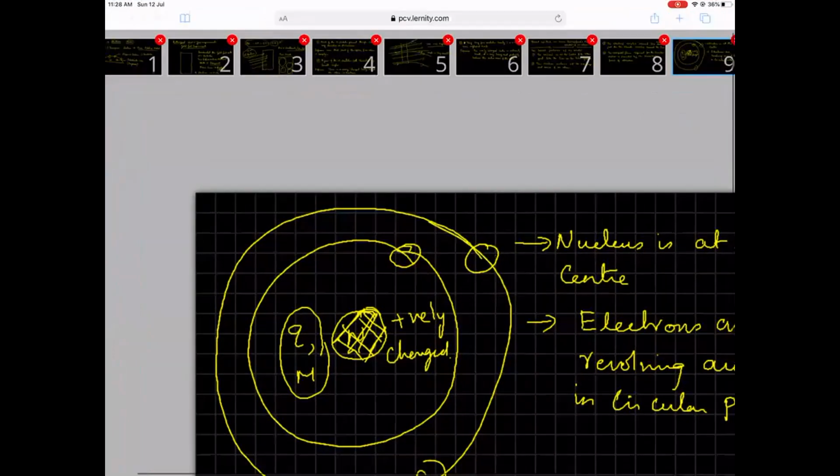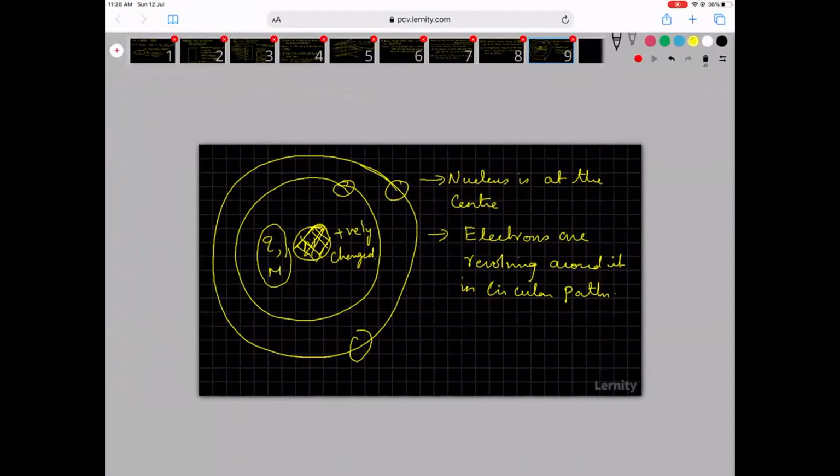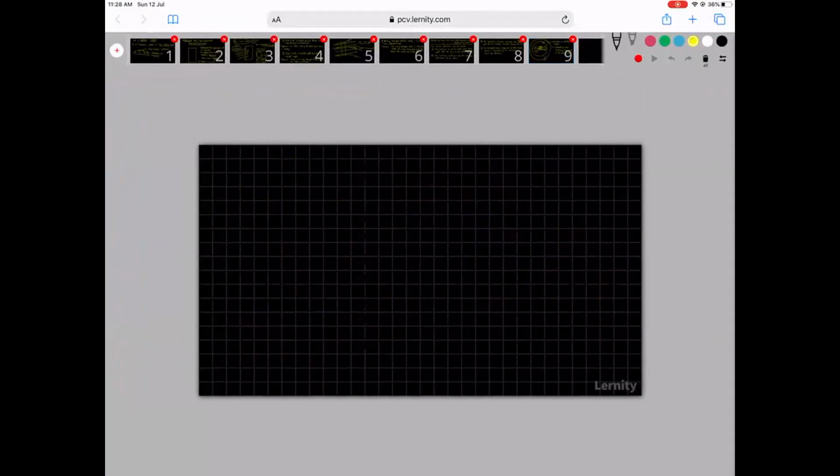Okay, so this was the planetary model of an atom. Now there were some objections to it. People said this can't be true. Why did they say this can't be true? They said this can't be true because of the work of another scientist by the name Maxwell.